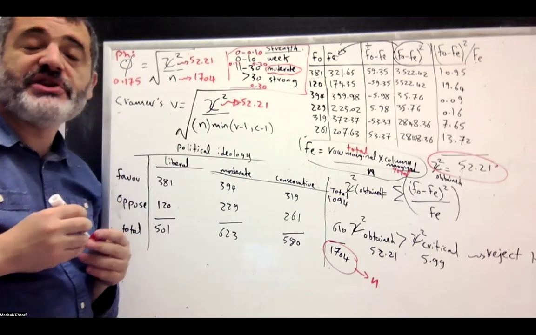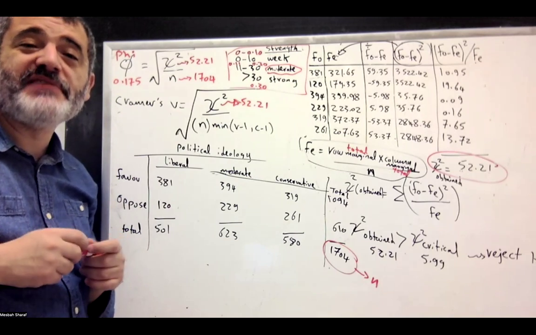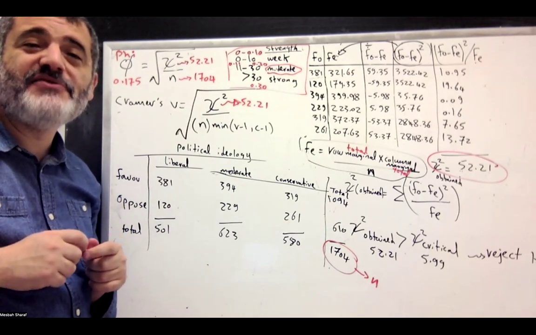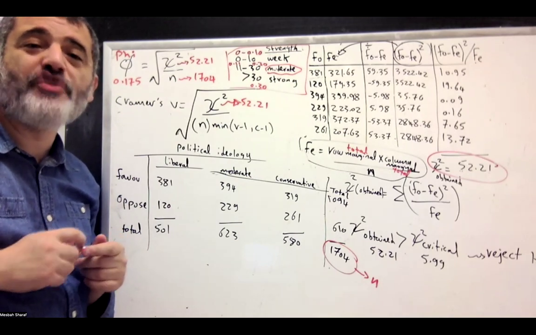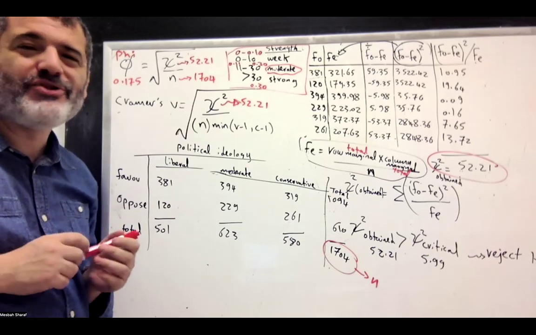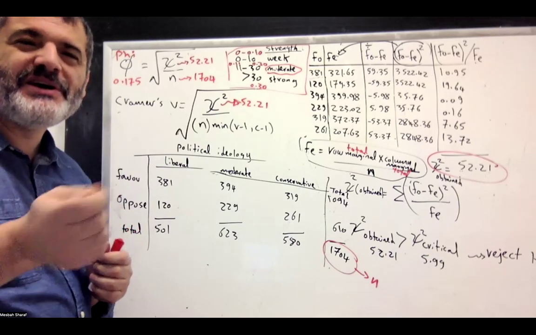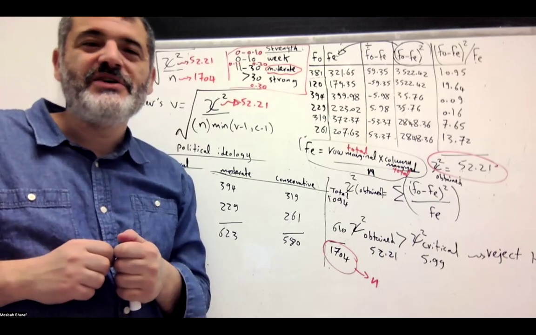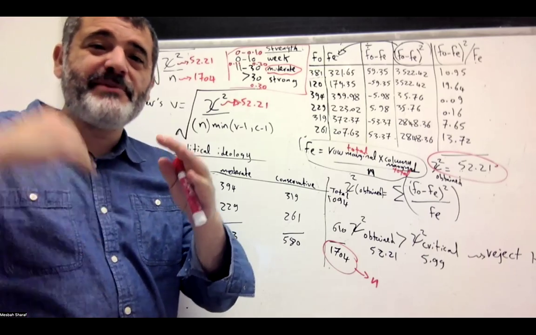What about the direction of the relation? Is it positive or negative? Here, guys, if you have nominal variables, you cannot determine the direction of the association. Why? Because you cannot say if that variable increases.